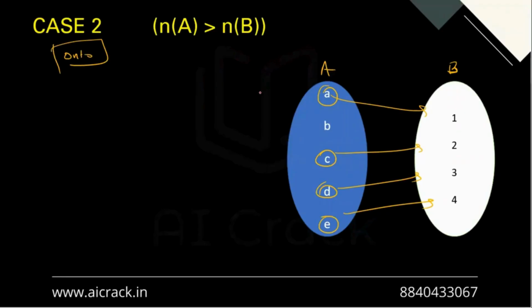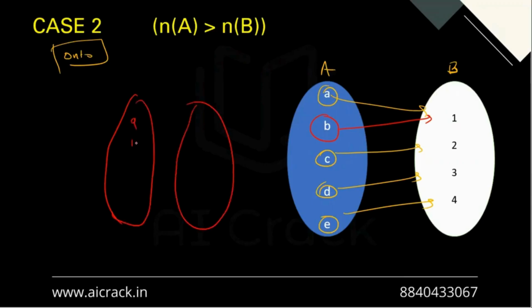Now, let's say this is one case. In this one particular case, what is happening? We have selected 4 elements, A, C, D, and E. Now I'm left with B. Let's say I map it with one element of set B. So this is the case. Now let's take one more case.